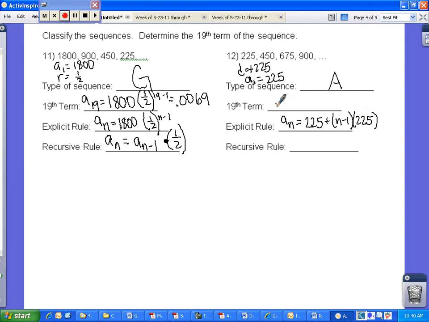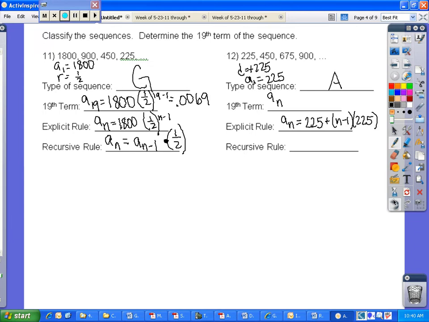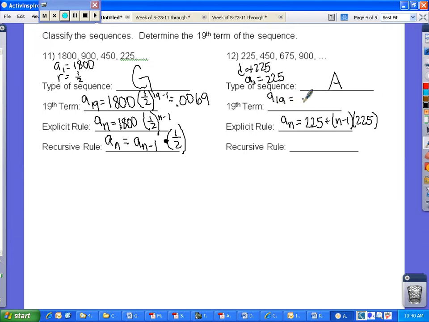Okay, you could also simplify that, but for the 19th term, we're going to plug in 19 for n. So a sub 19 equals 225 plus 19 minus 1 times 225. Simplify that and you're going to get 4,275. And then for the recursive rule, you're going to take the previous term, which is a sub n minus 1, and you're going to add 225. Okay?